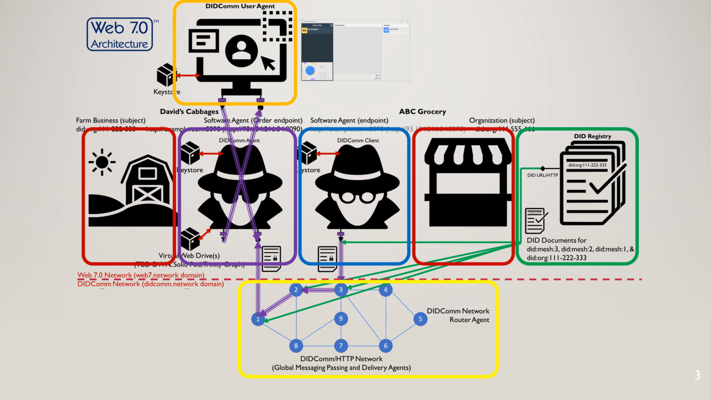These are what we call personifications. The barn on the left, the farm business, is a personification of the DIDComm agent in the purple, and the red ABC grocery personification is a personification of the DIDComm client in the blue box. If you want to learn more about personification, you should read the Web 7.0 DIDComm-ARM white paper. You can find that at the top of the hyperonomy.com blog. That's hyperonomy, just like it sounds.